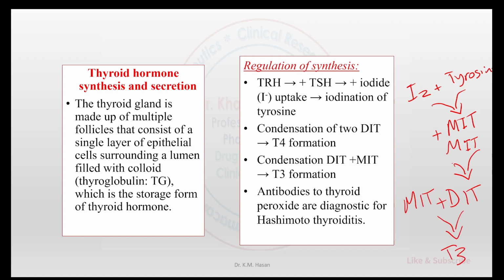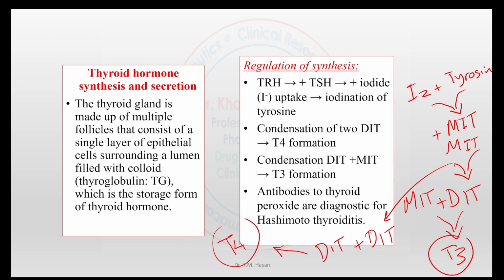The same will be applied when we have two diiodotyrosine. This will lead to the formation of T4. So that's thyroxine. So this is the process of how the hormones are formed in the thyroid gland.